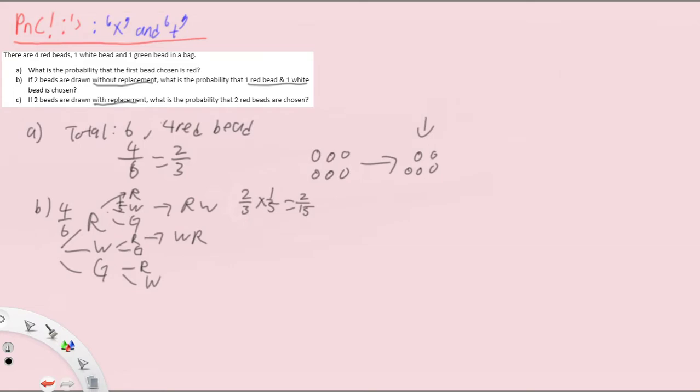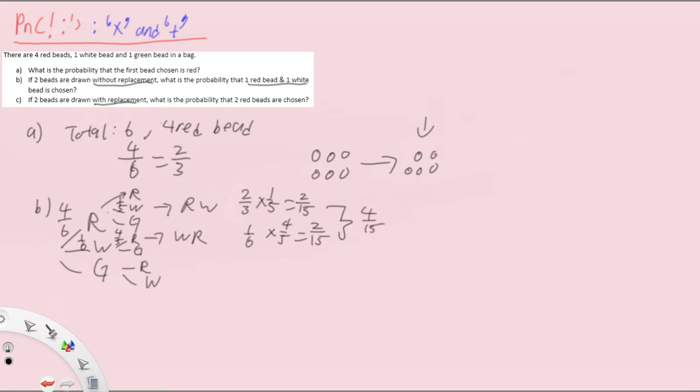Now white then red. First we have 1/6 and then we have 4/5. 1/6 times 4/5 is the same story, 2/15 as well. Combined together, because now there are 2 paths, we're going to apply the addition principle: 4/15 for part B.